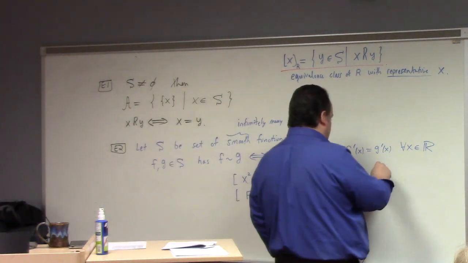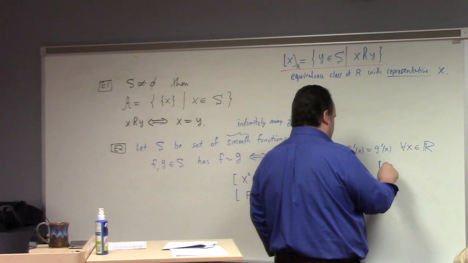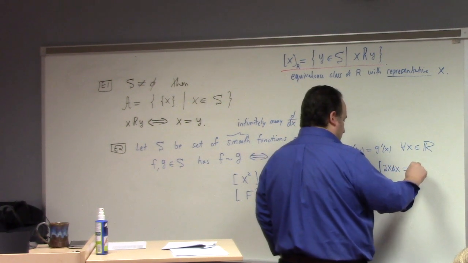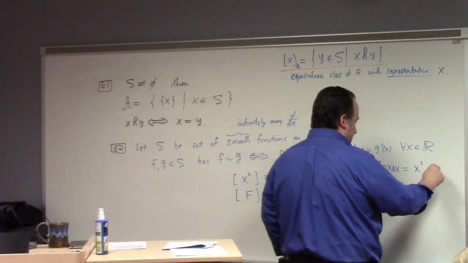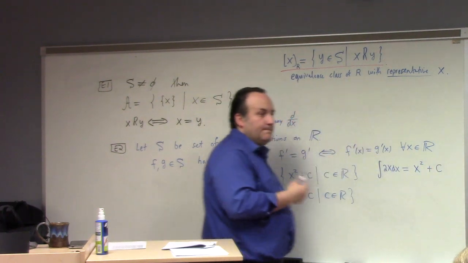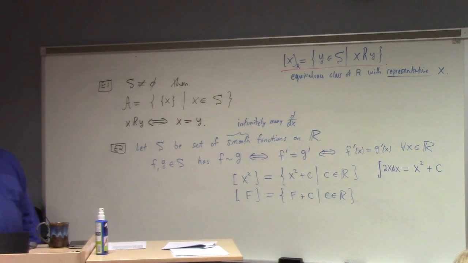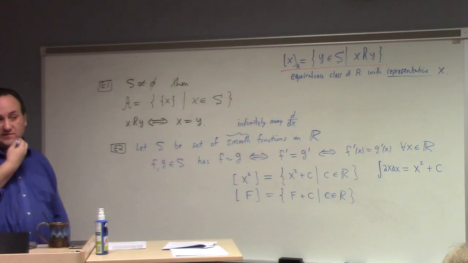What if you had the integral of 2x dx? What did you write? You wrote x squared plus a constant, didn't you? Why did you do that? Why did you write that plus a constant there?